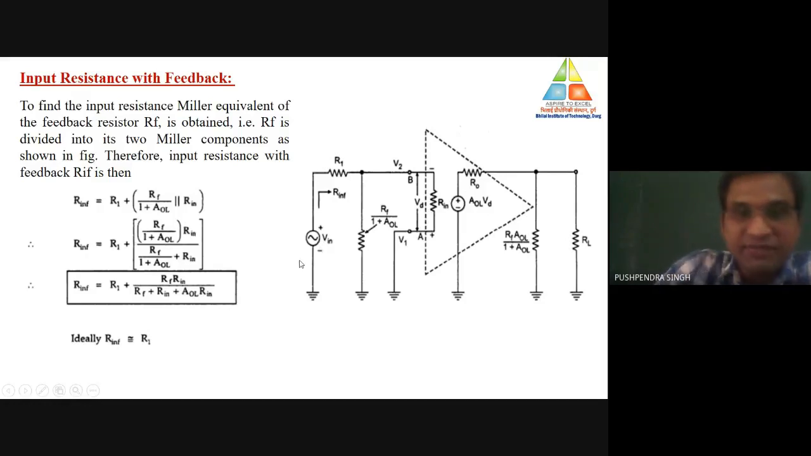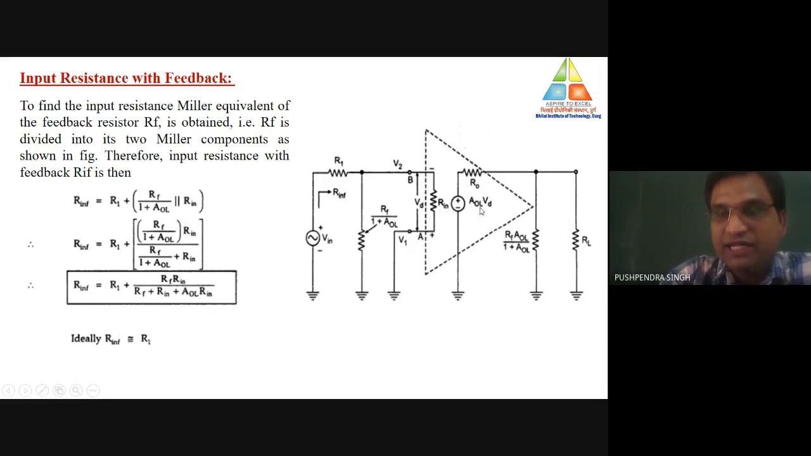At the input terminal, Vin is this one, then R1. How will the feedback resistance be distributed at input and output? At the input it is the feedback element divided by 1 plus AOL. And at the output terminal, the resistance is RF into AOL divided by 1 plus AOL. I hope all of you know how to redraw the circuit with the help of Miller's theorem. Now at the V2 terminal, this is your internal circuitry.